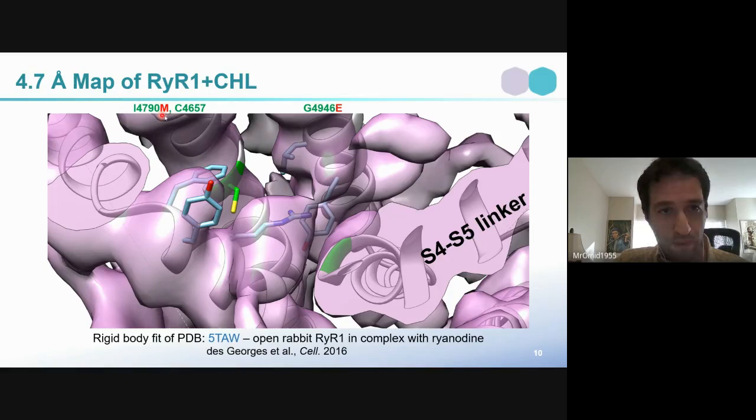Not only that, but we could also map out some of the resistant mutations. I'm not showing all of them, but one of the major ones is a glycine, which is actually conserved between mammals and insects. This glycine mutated to a glutamate, which you can clearly tell is probably going to be occluding the binding site, severely impacting the binding of the drug.